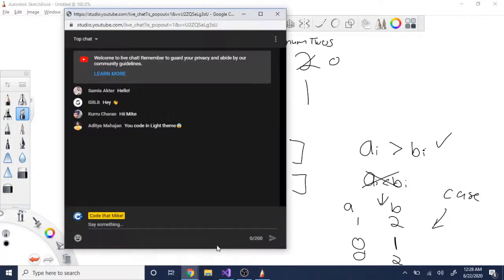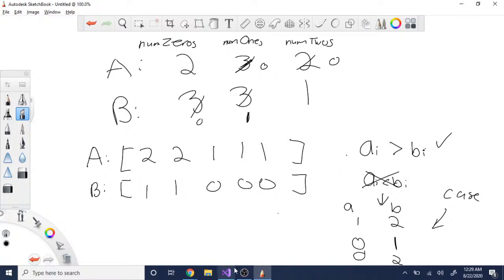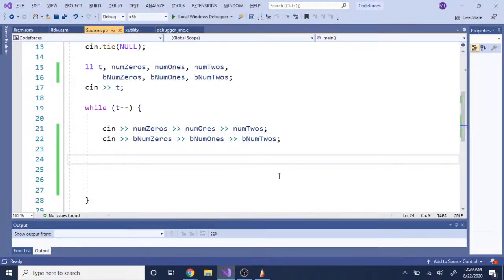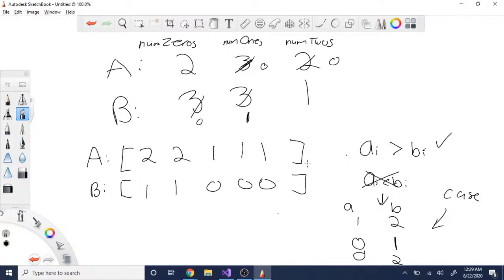Anyone in the chat, by the way? Oh, hi, guys. You code in light theme? Yeah, I code in light theme. I don't like dark theme. I find dark theme kind of strange, you know what I mean?